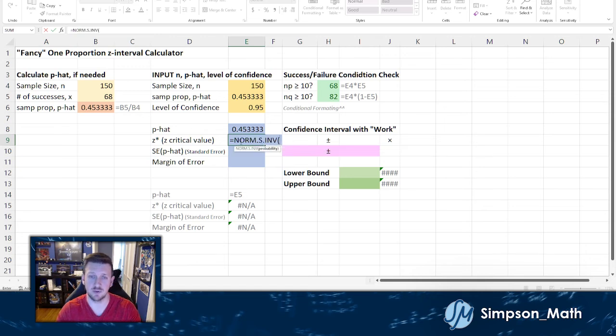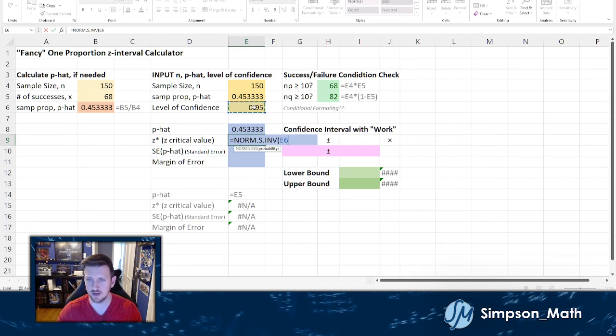norm.s.inverse, and I press tab to take it in. So now we need the probability. Again, let's do our middle percent dance. If everything here is 100 and the middle is 95, subtract that. I have 5% total, half that, 2.5 in each. So I need to find this number so that there's 95% in the middle and this 2.5 down here, which is 97.5%.